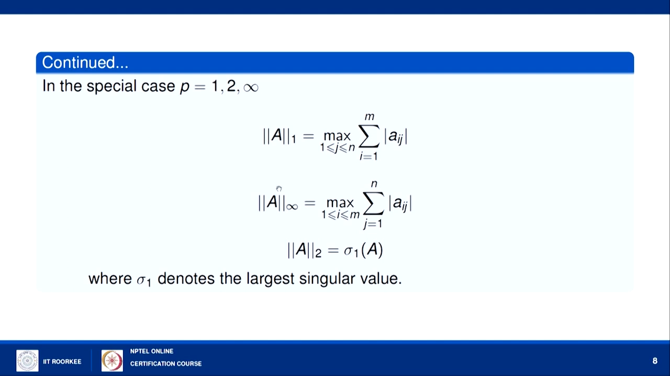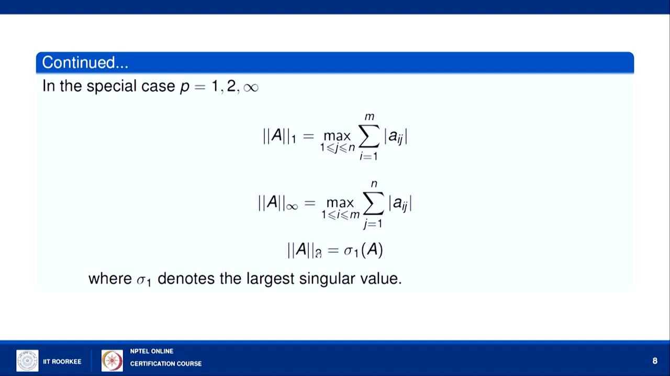Similarly, you have the infinity matrix norm. What we are doing in this case is, instead of column sum, I am taking the row sum. And out of these, whichever row gives me the maximum sum, I am taking that as the infinity norm.